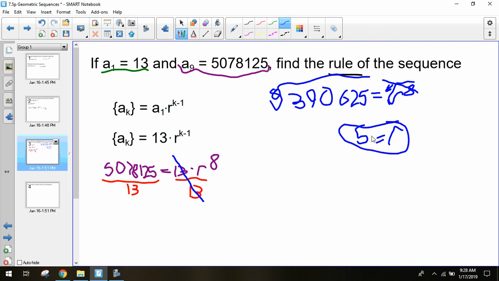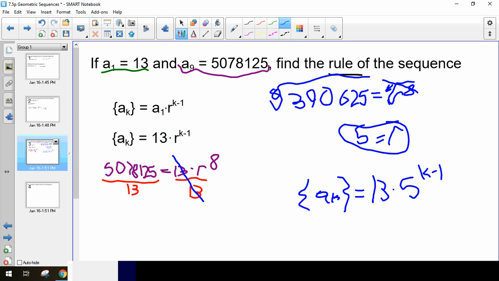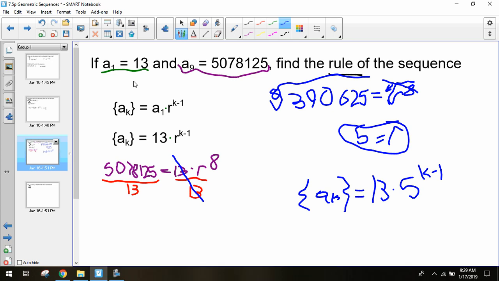And so now that we have r, we have our full value. So we know a sub k, that's an a, I promise, is equal to our a1, which was 13, times 5 raised to the k minus 1. Okay, so that might seem like a lot, at least on the explanation part, but actually, if you think about it, our steps were very simple. All we had to do was fill in a sub k equals a1 times r raised to the k minus 1.